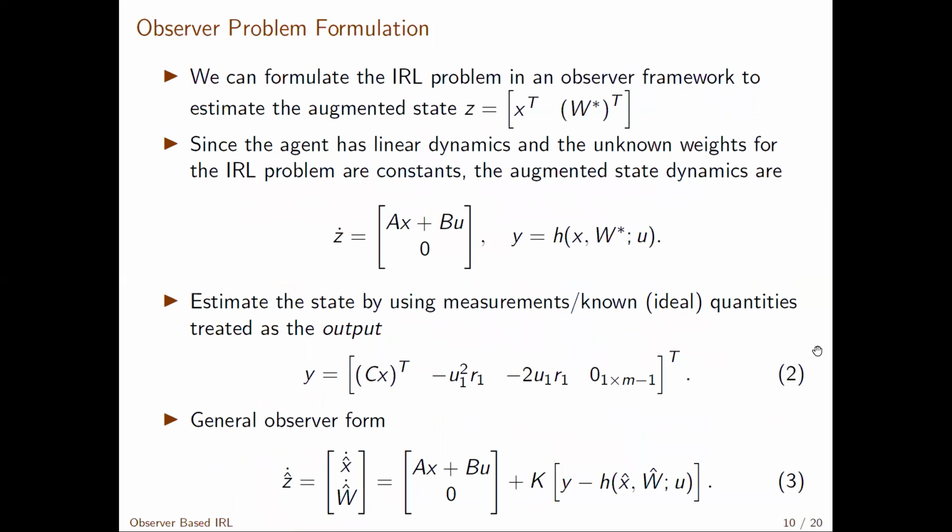Now let's get into the observer-based IRL methods. For our observer problem, we're going to be augmenting the system states and the weights to be estimated online, and we get the augmented state dynamics shown here. Since the weights are going to be constants, their dynamics will be 0. The output for this observer will be a combination of our measurable system states and the single weight that we pulled out to be known, and then we can get the general formulation of the observer shown here, where K is the gain matrix to be designed.